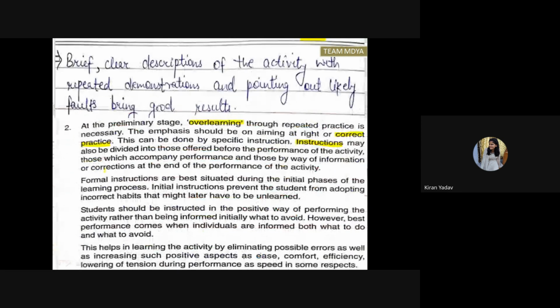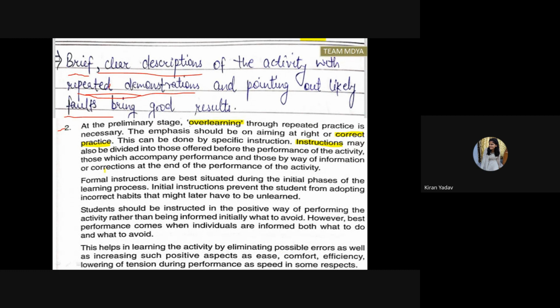Next point is, brief, clear descriptions of the activity with repeated demonstrations, and pointing out likely faults bring good results. So the description should be brief and clear, and the demonstration should be repeated.